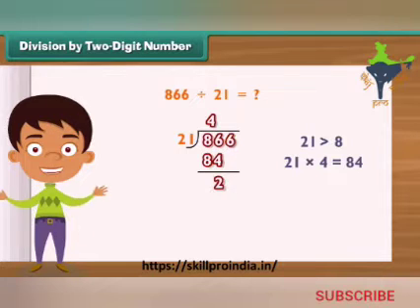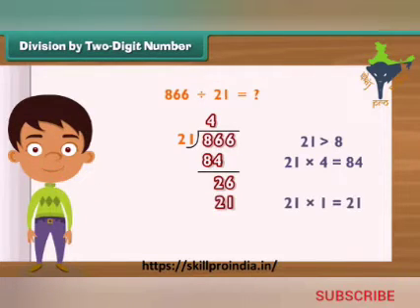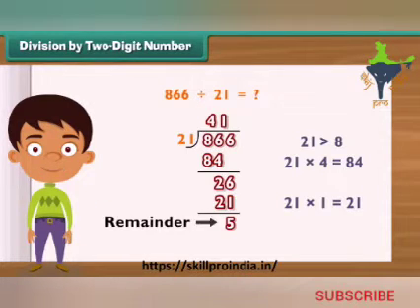Drag 6 down to form 26. Now divide 26 by 21. 21 into 1 is equal to 21. Place 1 above 866 next to 4 and subtract 21 from 26 to get 5. 5 is the remainder. Thus, 21 cannot divide 866 exactly. 866 divided by 21 is 41 with the remainder 5.